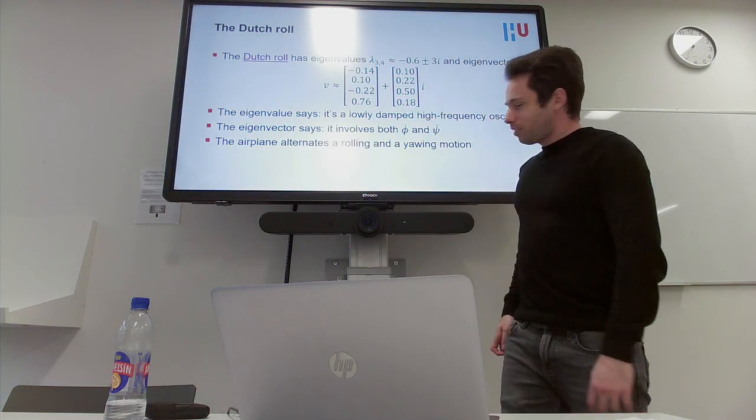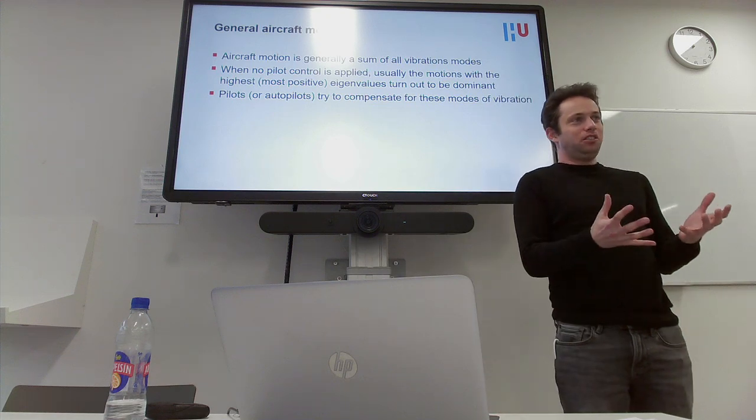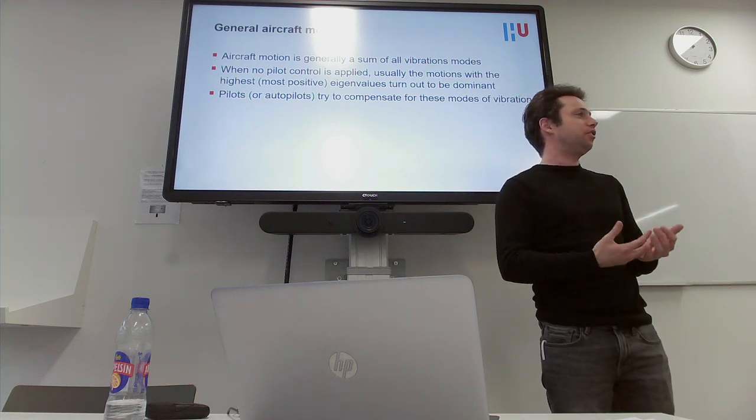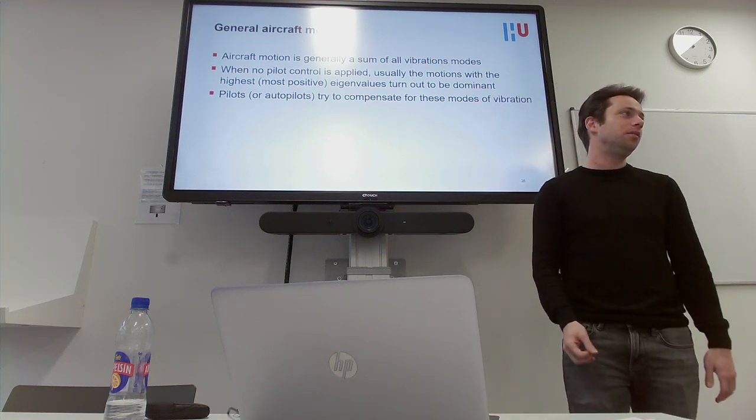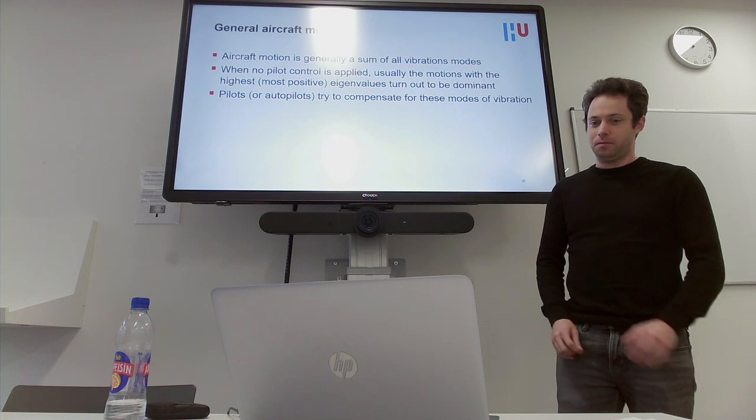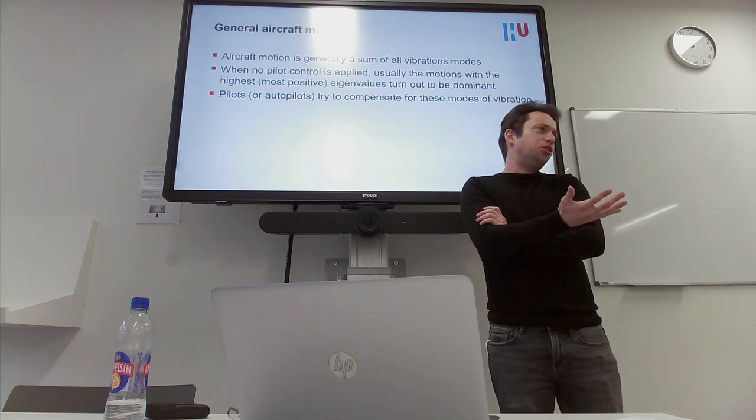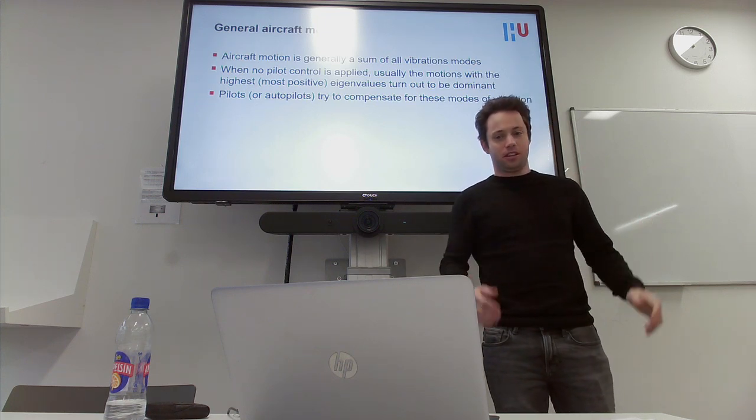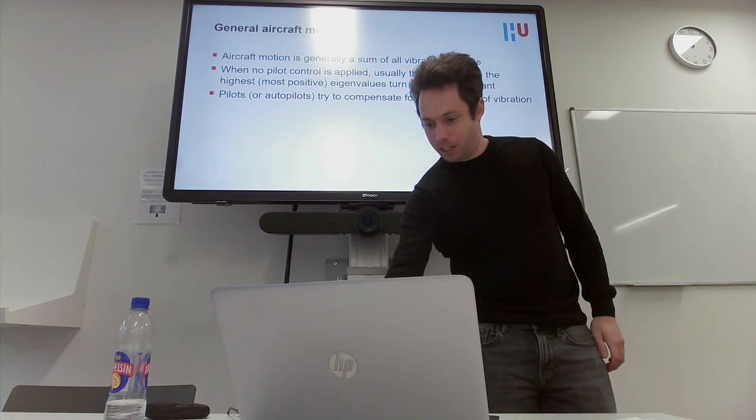So yeah, airplane motion is not just one vibration. They're always all present to various degrees. We can put our airplane mostly in a spiral motion, or mostly in a Dutch roll. They're always all present. And when there's no pilot, which motion wins in the end? Well, the most unstable one. In the end, everything else is going to be damped out, and we're going to get the spiral mode. But we have pilots to compensate for this.